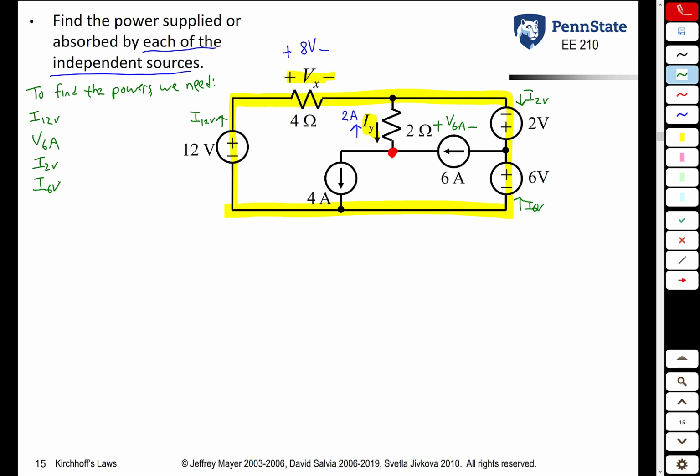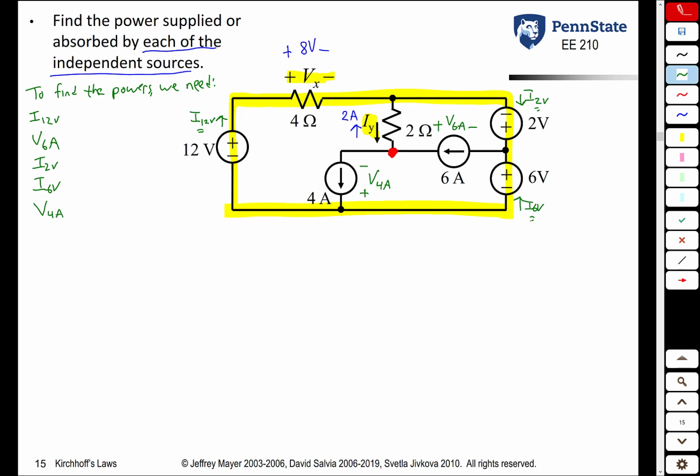Finally, we need to find the voltage across the 4 amp source. I will put the plus there and the minus there and call this variable V sub 4 amp. So notice, for every voltage source, we need to find a current.